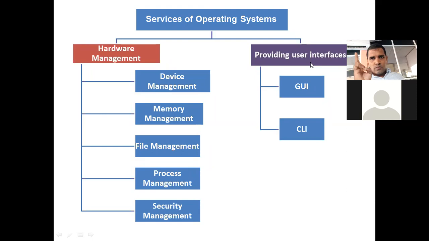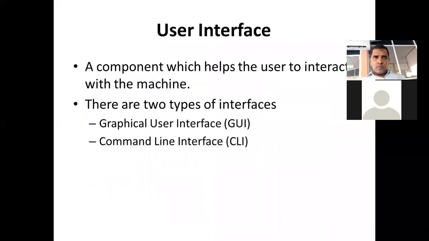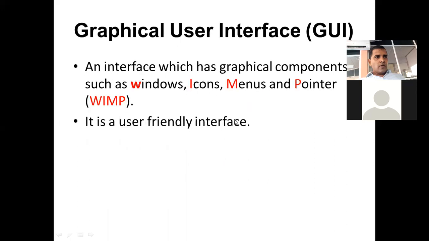We have two types of interfaces. The first one is known as the command line interface, CLI. The second one is called the graphical user interface, GUI. Since we don't have much time, I will explain the graphical user interface first. Both are easy, but for the command line interface, I need some practical things to explain. So first I take graphical.